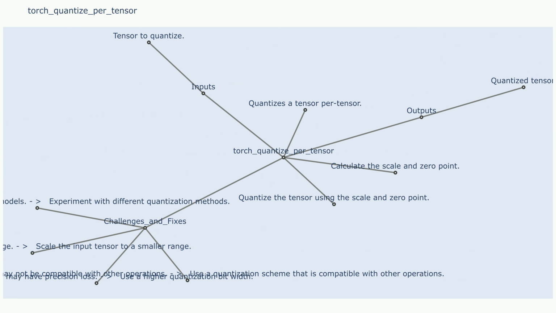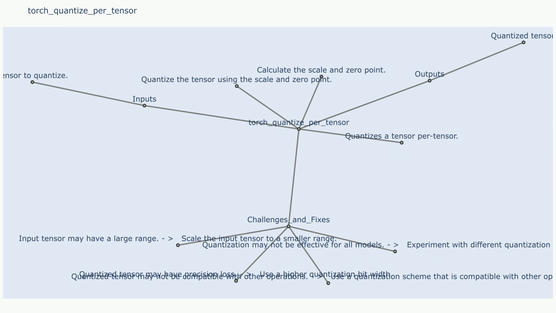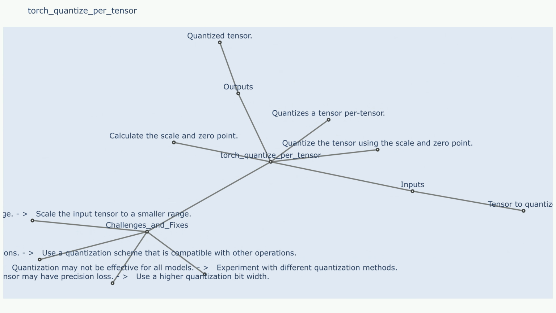tensor's data type. Steps. The input tensor is divided by the scale factor. The result is rounded to the nearest integer. The zero point is added to the rounded value. The resulting value is stored in the quantized tensor.